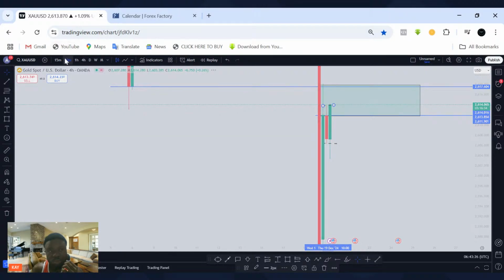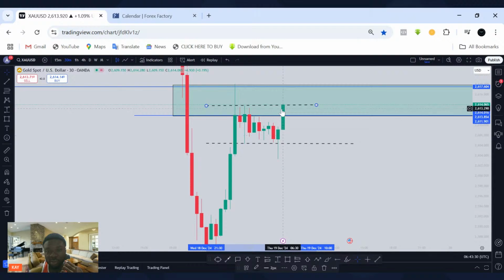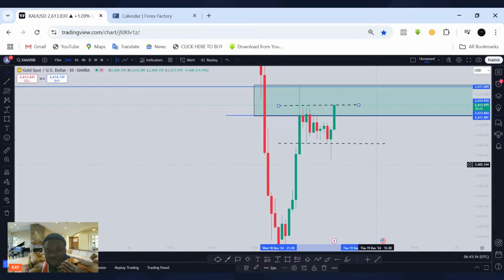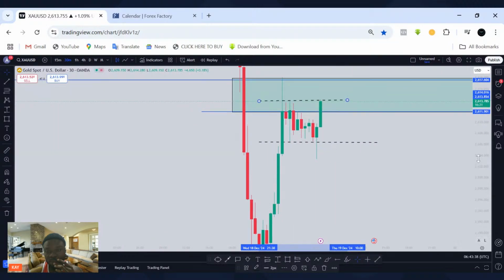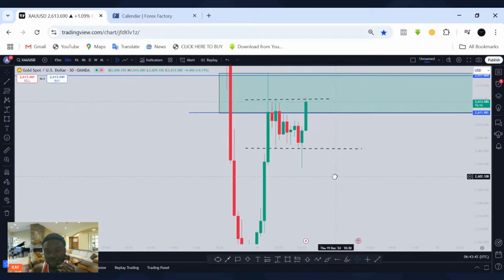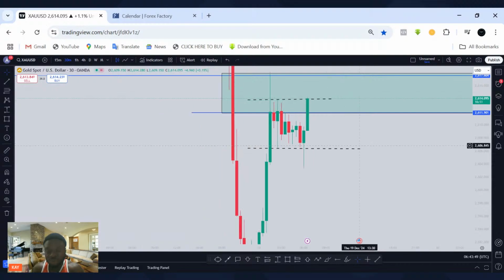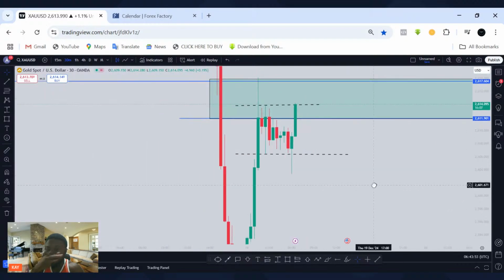So let's wait and see the flip. If the candle starts flipping bearish and the 30-minute candle closes bearish, the chances that it will continue down are very high. That's what I'm expecting to happen on gold this morning.